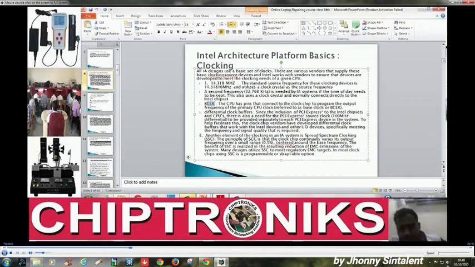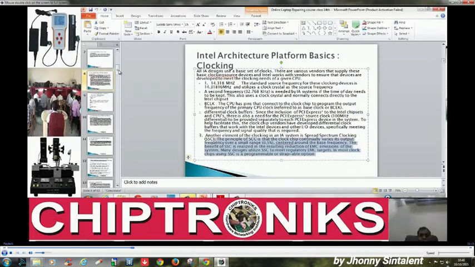Another important thing in Intel clocking is spread spectrum clocking. What is this spread spectrum clocking? The principle of SSC is that the clock chip continually varies its output frequency over a small range centered around the base frequency. We'll discuss this while we discuss the clock generator, just 2-3 slides afterwards.